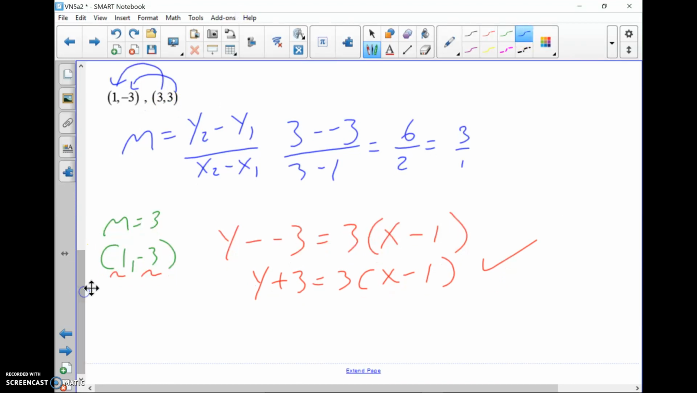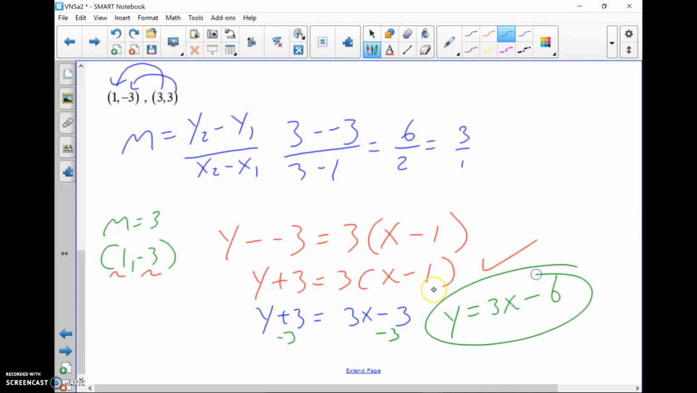But if we want to go a little further, we could distribute. So y plus 3 equals 3x minus 3 when we distribute in here. And lastly, move this number over to get y alone, and we'll get y equals 3x minus 6 is our y equals mx plus b form.